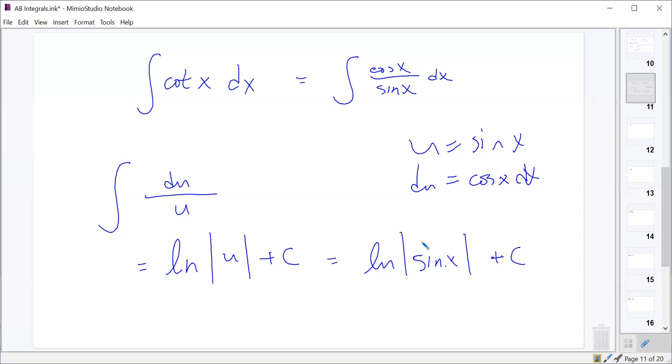And so this integral of cotangent x, natural log absolute value sine x plus a constant, shows up pretty often, enough that it might be helpful to you to just have that one memorized.